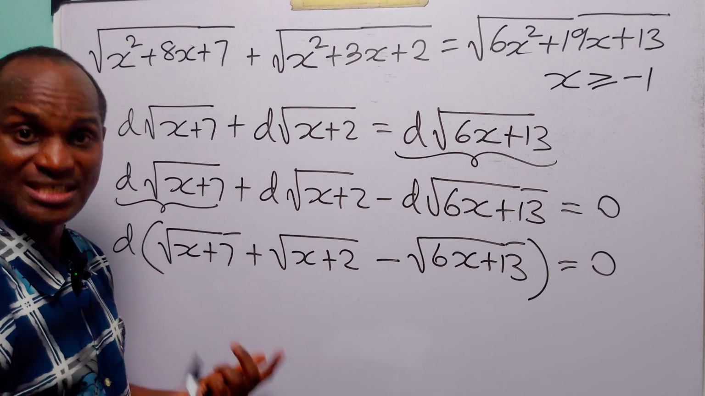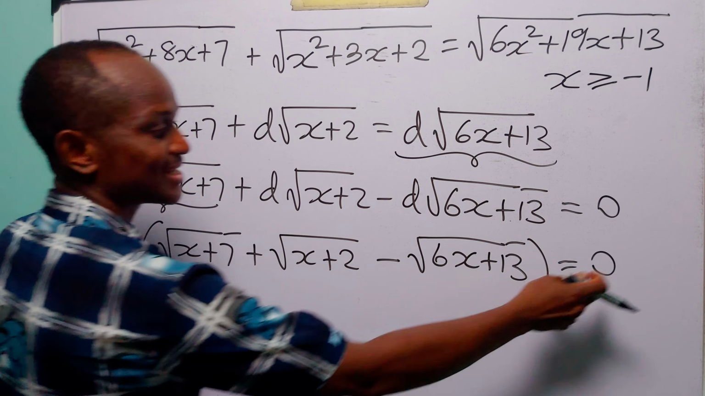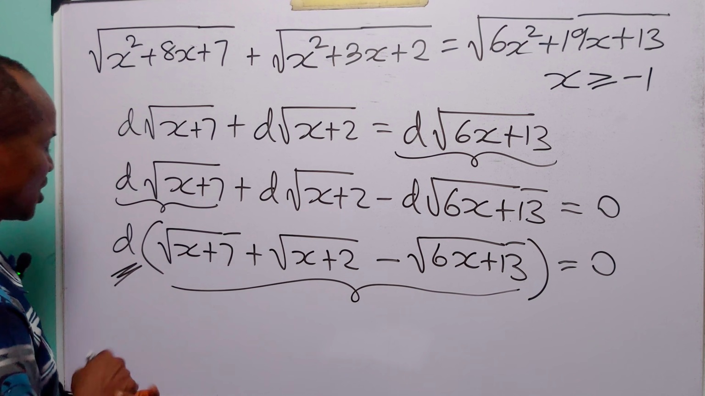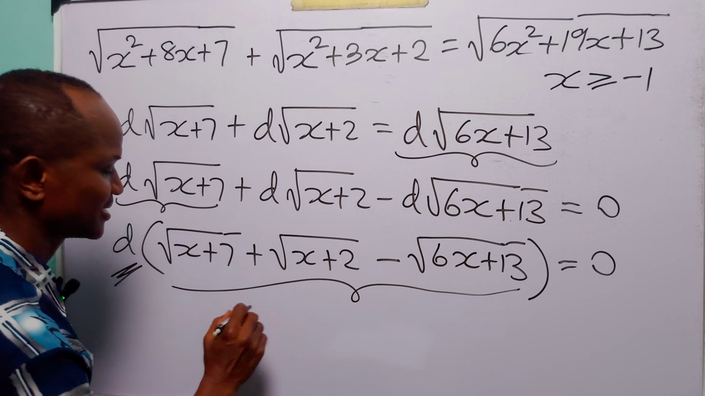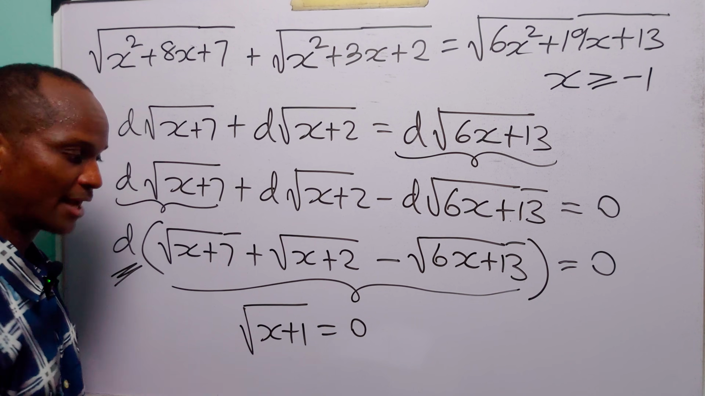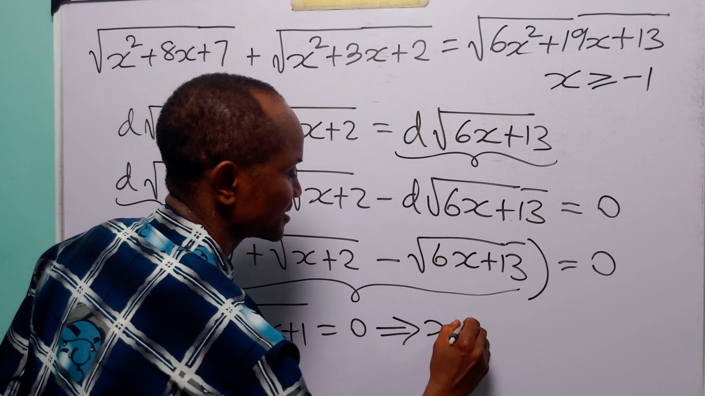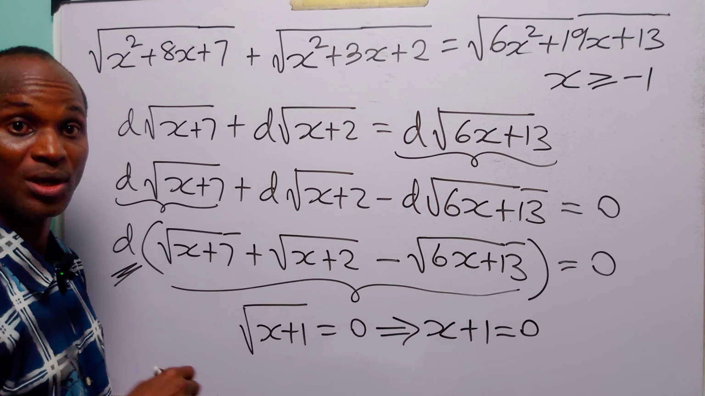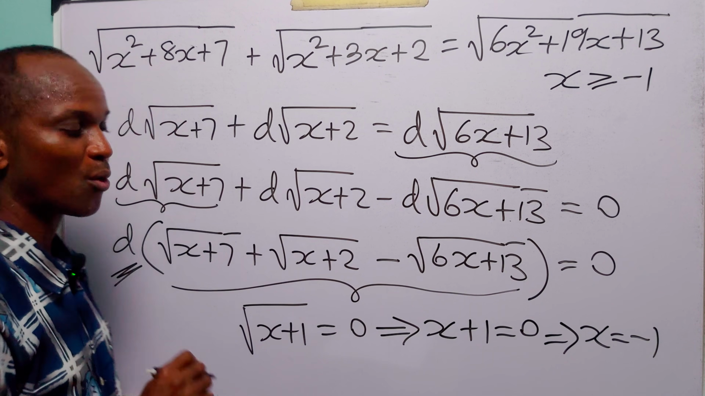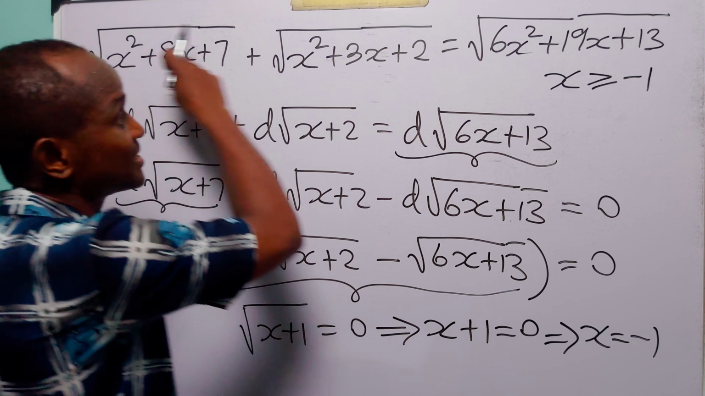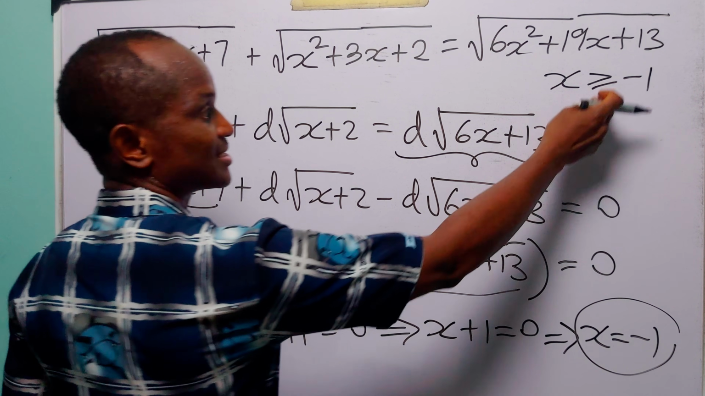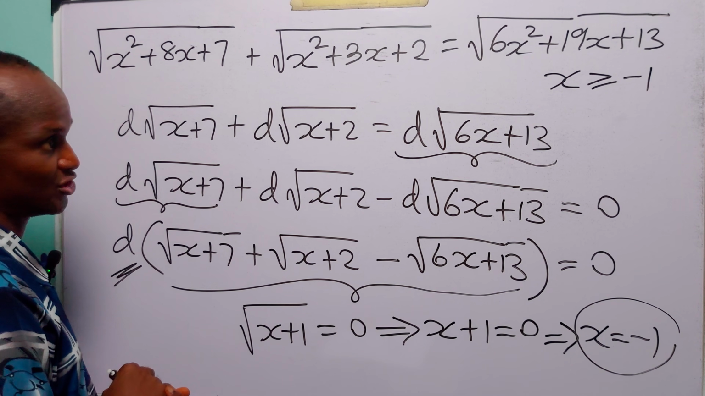Now, from this equation, it is very easy to see that either D is equal to 0 or this is equal to 0. So we have that D, which is the square root of x plus 1, is equal to 0. And of course, from here, we have that x plus 1 must be equal to 0. And of course, from here, we have that x must be equal to minus 1. So one of the roots of this radical equation is x equal to minus 1. And of course, you can see that it falls within this range.